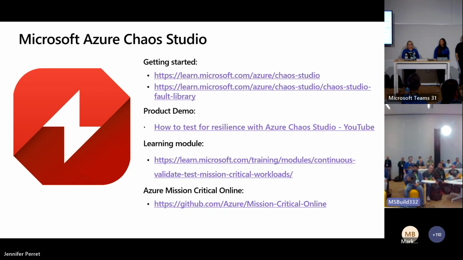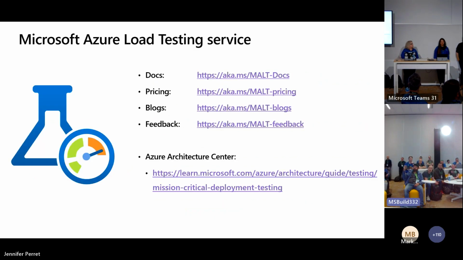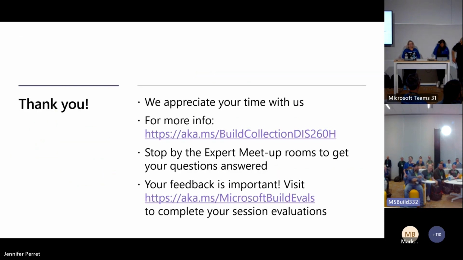Okay, I'm going to go back to the Azure load testing. Well, that's where I'm trying to get to. I'm on stage. I'm on stage, woo!